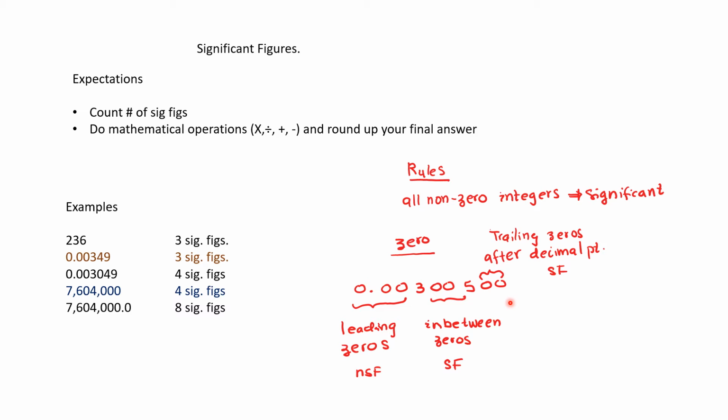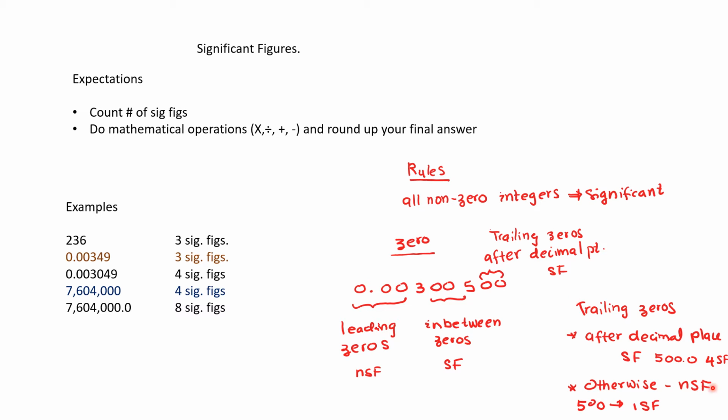And there's another type of zero we call trailing zeros. If you see trailing zeros after a decimal place, those are significant. If you see trailing zeros not after a decimal place, those are not significant. As an example, if you look at 500, these have two trailing zeros, but there's no decimal place. So this number has only one significant figure.